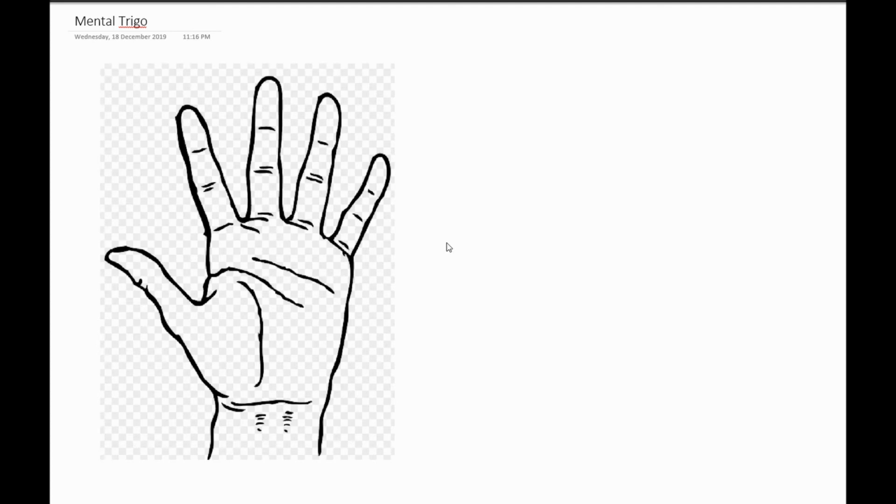Hi, so today we'll learn one technique on how to compute for the cosine and sine of some of our basic angles. The tool that we will use here is our hand. So I have this illustration of a hand here. In our illustration, we will assign the basic angles that we are using in trigonometry.